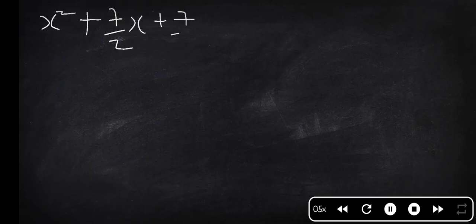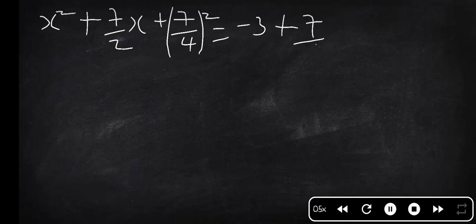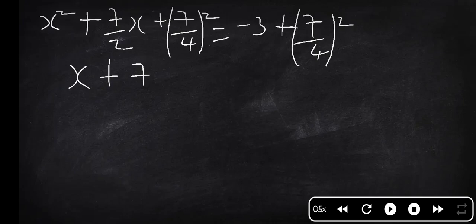So the next thing you do, you write where you stopped, which is x squared plus 7 over 2 x plus 7 over 4 all squared, because you square it and add it to both sides. It's now equal to minus 3 plus 7 over 4 all squared. Now, what's 7 over 4 all squared? 7 over 4 all squared is equal to 49 over 16.